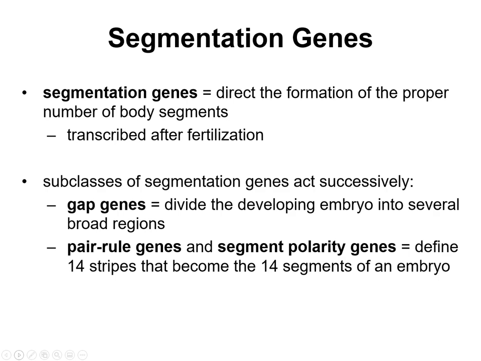Then we have the segmentation genes, and these direct the formation of the right number of body segments. So if you have too many or too few, then there's going to be some things wrong. And these are transcribed after fertilization. Again, you're not going to segment anything if you're not fertilized. There are different subclasses of segmentation genes. We're not going to go over these, but if you're interested, you can certainly look at it in your book.